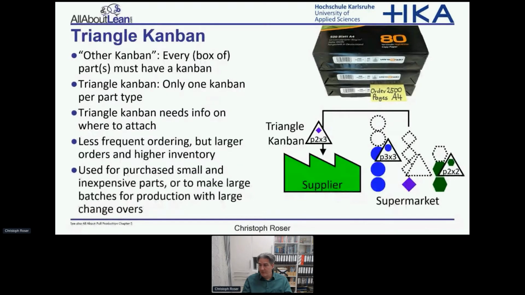Or sometimes if you have a production system where you want to intentionally create larger batches for changeover. If you need large batches for changeovers, then you could also use a triangle Kanban system. And that's, for example, what Toyota does.